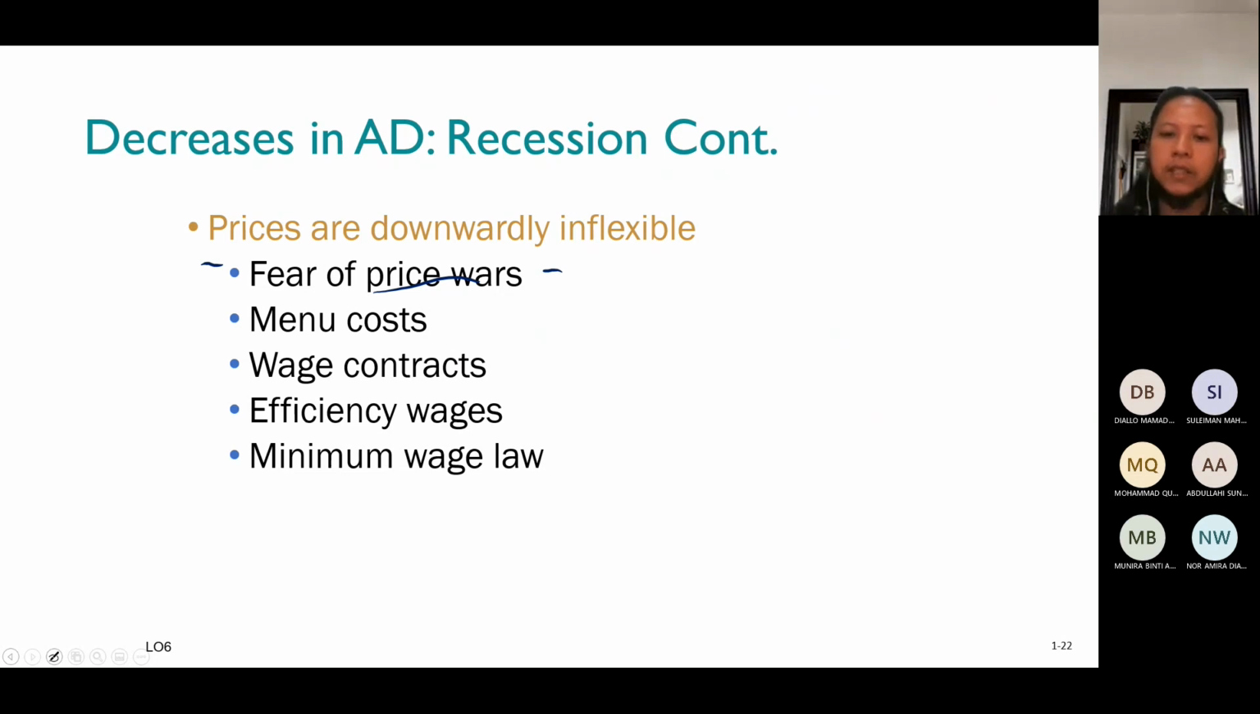But eventually in the price war, there will be one victor. When you cut the price, all the other businesses will be killed, but there will only be one victor. But you don't know whether you are the one that will be victorious or not. So usually businesses are afraid to cut the price.